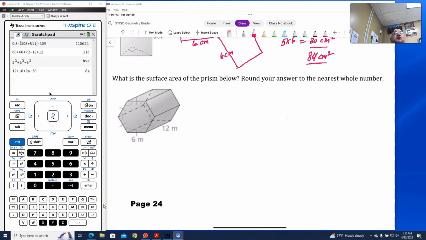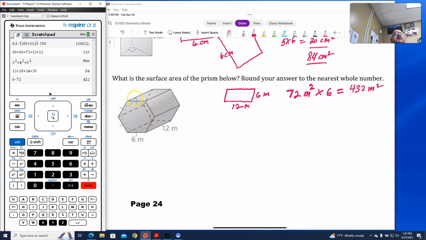So this is a hexagonal prism. I do know that it has rectangles as its faces, and I know that this is 12 and 6 meters. So 6 times 12 gives you 72 square meters, and then you multiply times 6 since there's 6 of them. So I have 6 times 72, which gives you 432 meters squared.